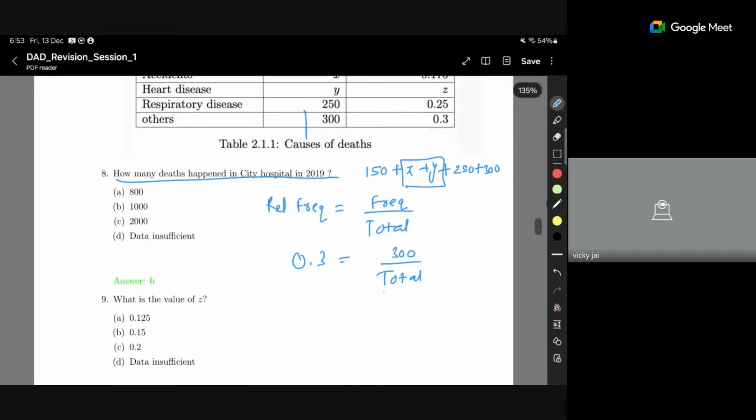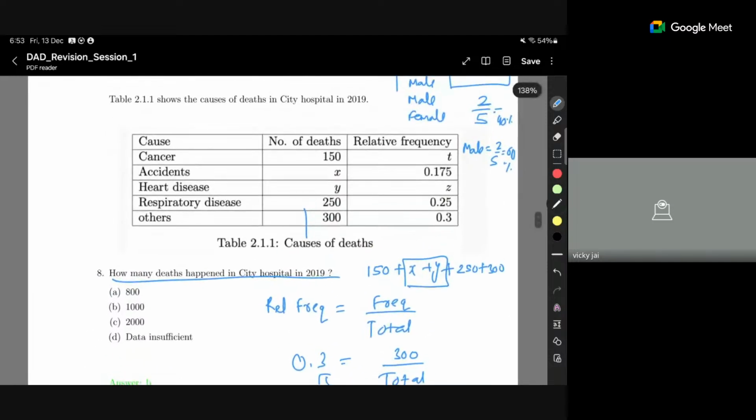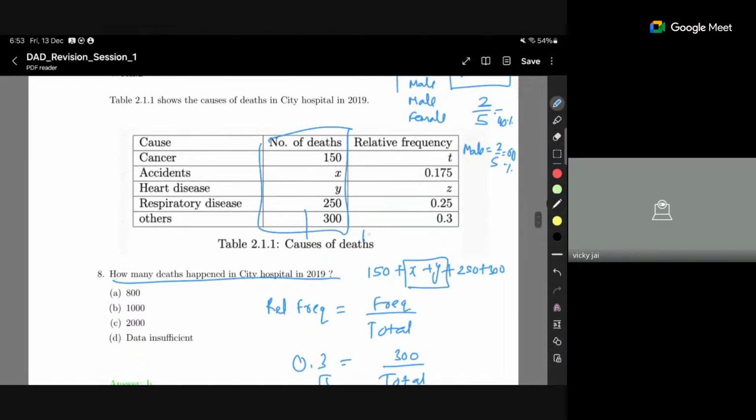Yes, right. So I'll bring this here and I'll bring that down here, right? That's how you send something to the opposite side of the equal sign, if you've done this kind of mathematics. So total is 300 divided by 0.3. 0.3 you can write as 3 divided by 10, and this is 1. So you get 1000 as the total. So the total is 1000.